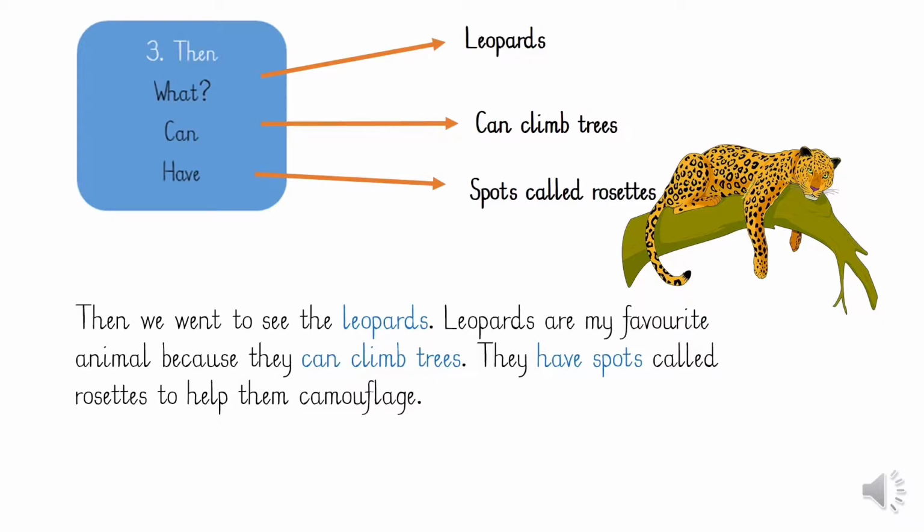Then we went to see the leopards. Leopards are my favorite animal because they can climb trees. They have spots called rosettes to help them camouflage.